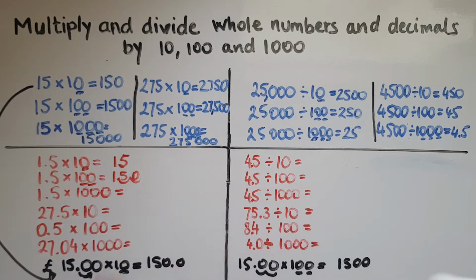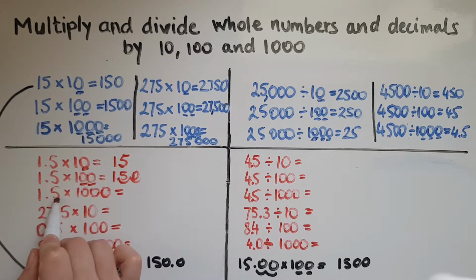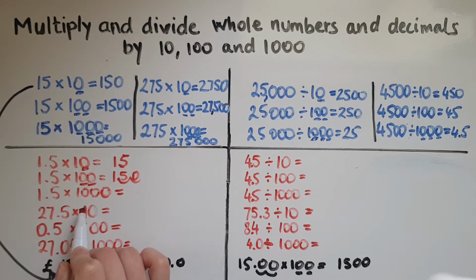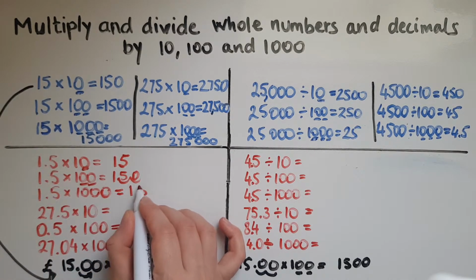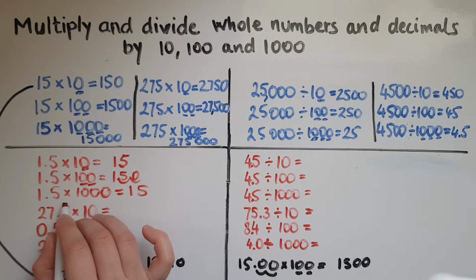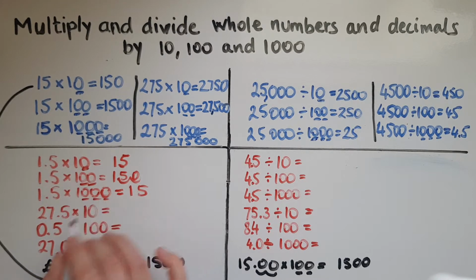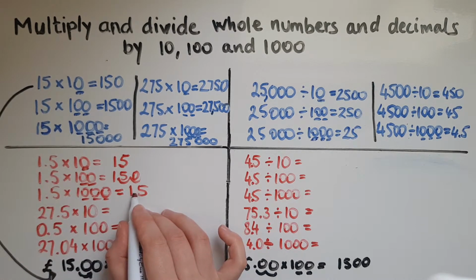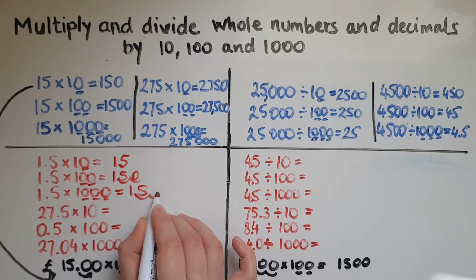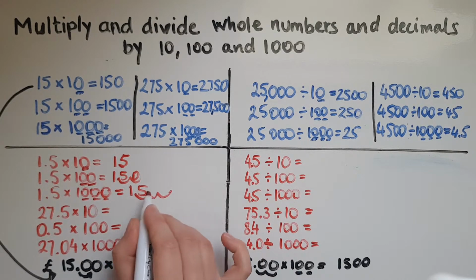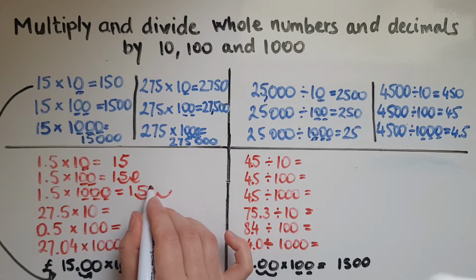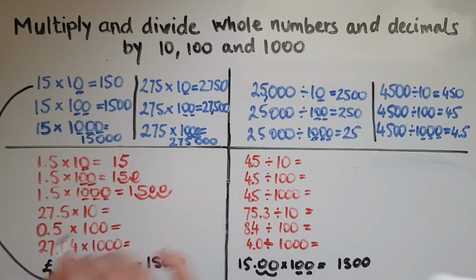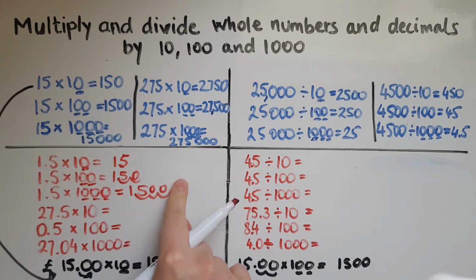So I can take it off completely. 1.5 times 1000. So that means moving in the positive direction 3 places. So from here we go 1, 2, 3 places. So there we go, we have 2 empty spaces to be filled with zeros. So this becomes now 1500.